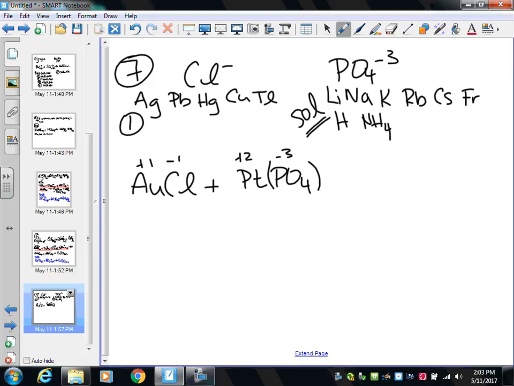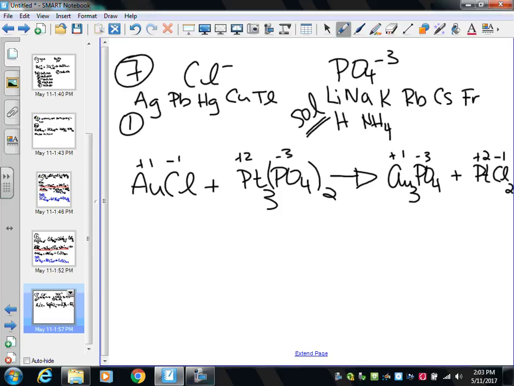So I'm going to have to do my crisscross, right? So I'm going to get a 3 here and a 2 here. These ones are fine on their own. Alright. So now that we've created this, we are going to swap them. So my Au is going to go with the PO4. And I have a -3 and a +1, so that 3's got to go there. And then I'm going to hook up our Pt with our Cl. I have a +2 and a -1, so my 2's got to go behind.